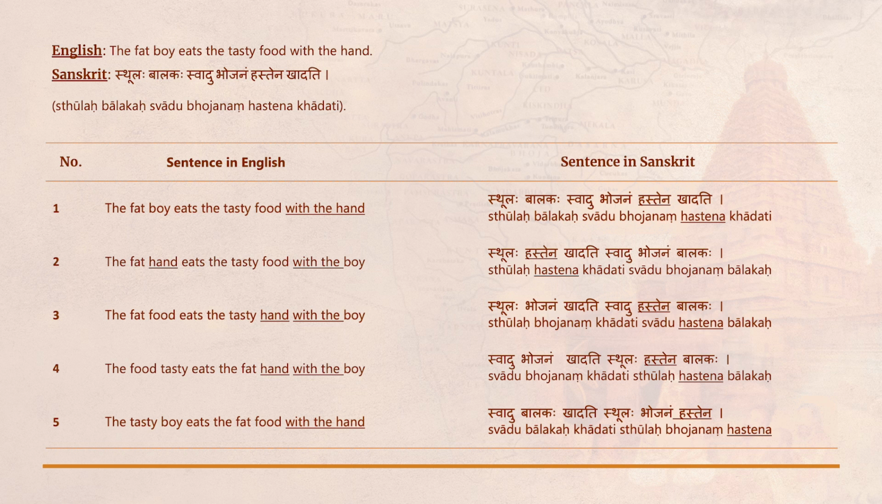On the right, you have the Sanskrit sentence. Stulaha balakaha swadu bhojanam hastena kadati. Stulaha hastena kadati swadu bhojanam balakaha. Stulaha bhojanam kadati swadu hastena balakaha. Swadu bhojanam kadati stulaha hastena balakaha. Swadu balakaha kadati stulaha bhojanam hastena. I have also jumbled all the words in Sanskrit, but surprisingly what you will find, the meaning will not change. Even if you jumble all the words, the meaning does not change.